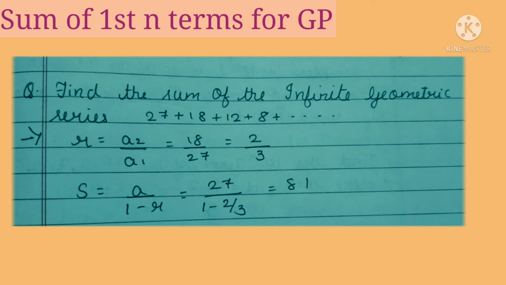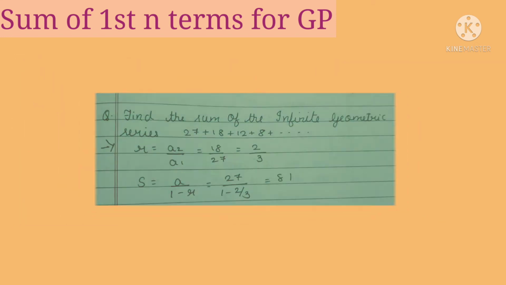In the question itself they said it is an infinite geometric series and we need to find the sum of it. Here they have not given any finite value like S5 or S3. So the formula will be S is equal to a divided by 1 minus r. In the infinite geometric series there is only one formula, so we use it. The a value will be 27, and r is 2 by 3, and we got the answer as 81. So let's move on to the second question.